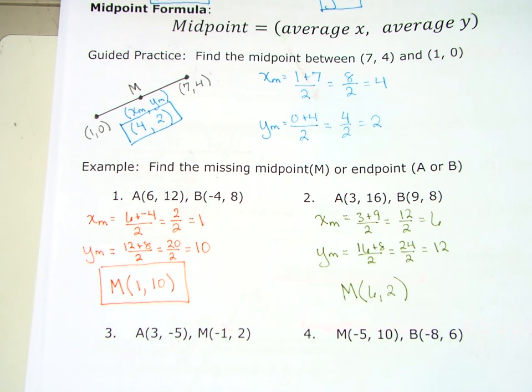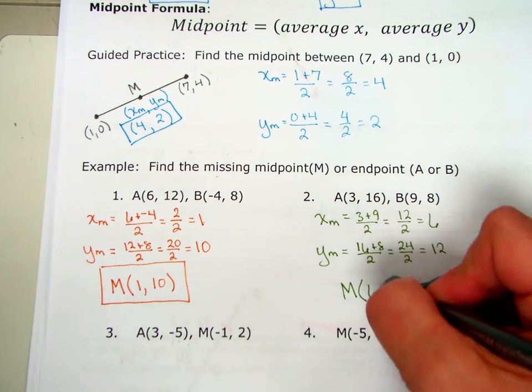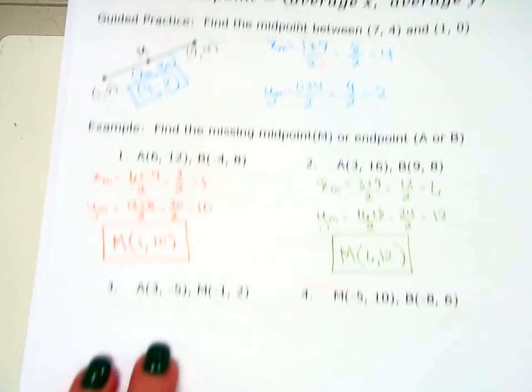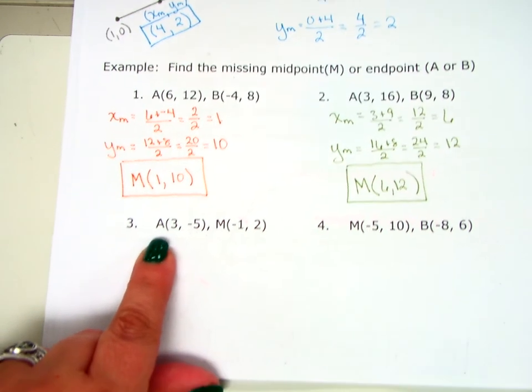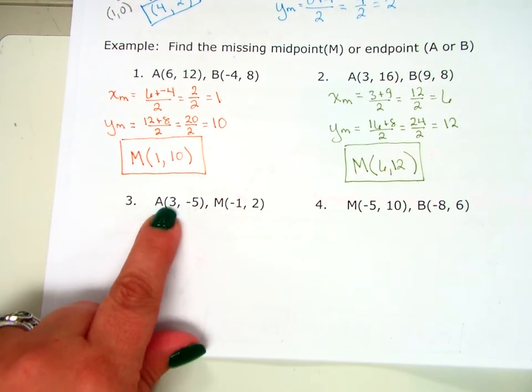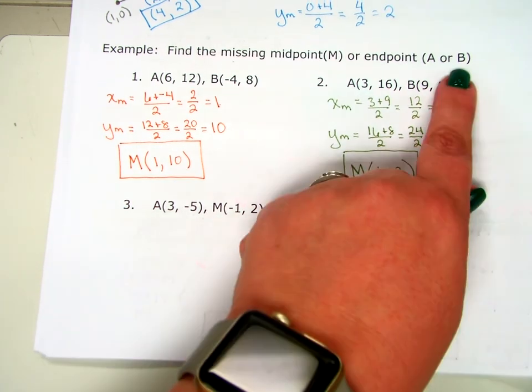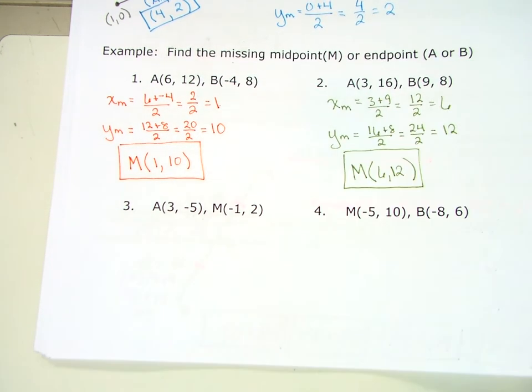Okay, it gets a little complicated on number 3 and number 4, because notice on number 3 they gave me the A and they gave me the M. Thank you. I forgot the 1 for the 12. And I didn't put a pretty box around it. Okay, on number 3 we get a little bit more complicated, because they gave me an endpoint and they gave me a midpoint. I'm missing the other endpoint. Okay, well let's look at it.